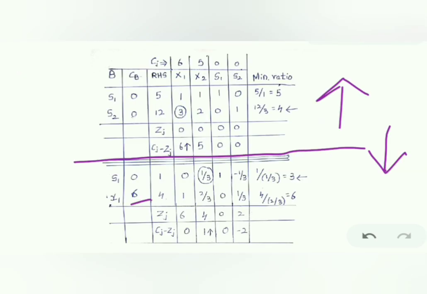And now how to change the other things? Remember, these are important points. See this key element here? Make it 1, and make all the elements above and below it 0. To make this 1, I have to do row operations. So 3 by 3 is 1, I got it. 12 by 3 is 4, 2 by 3, 0 by 3, and 1 by 3, done. So I divided everything by 3.